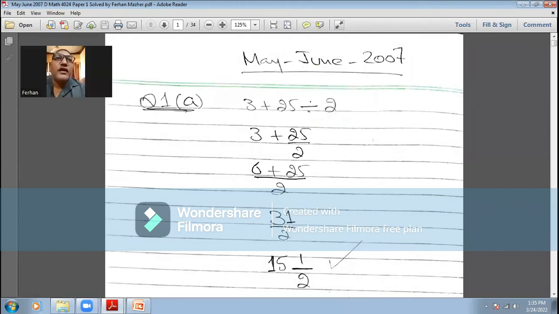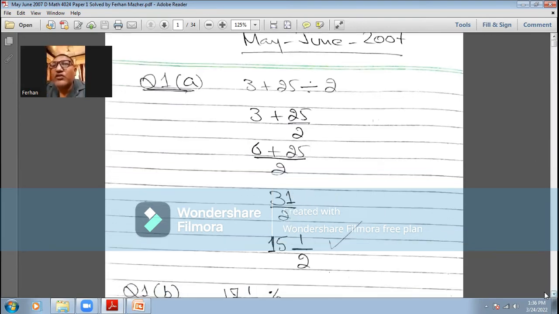So here we go. You have 3 plus 25 divided by 2, that will be 3 plus 25 by 2. So we'll take the LCM. The LCM will be 2. So 2 multiplied by 3, that will be 6. 6 plus 25 divided by 2. So it will be 31 by 2, and that will be 15 whole 1 by 2. So our answer is 15 whole 1 by 2. I have already checked my working with the marking scheme, so no need to look at the marking scheme today.